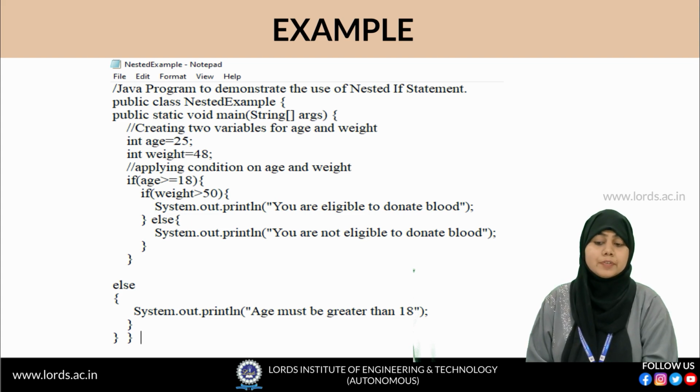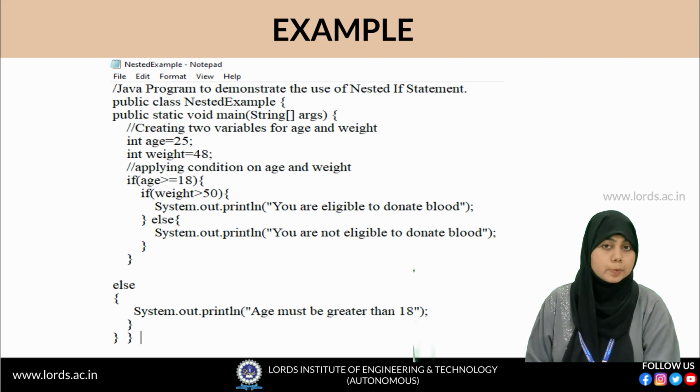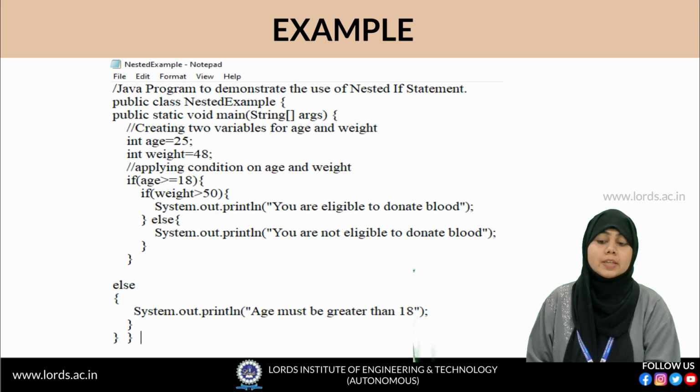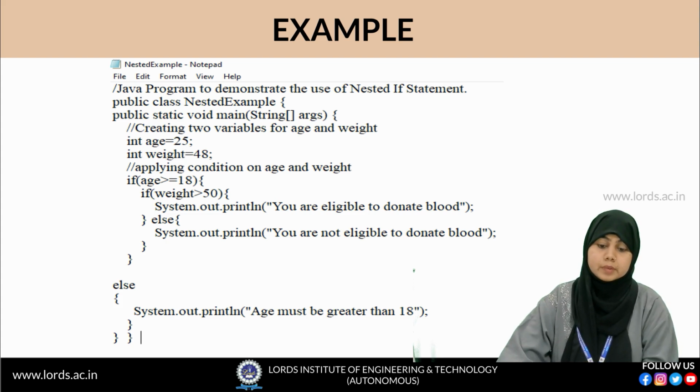Now suppose the first condition itself fails, say age is 12. 12 is greater than or equal to 18, false. Then it will not go to the further block and will not check the weight condition, it will directly move to the else part, and the else part is going to execute, as age must be greater than 18. Okay, now we have seen the nested if as well.